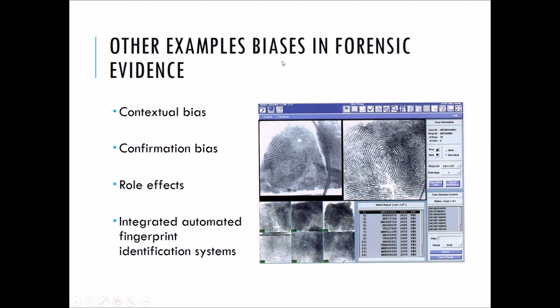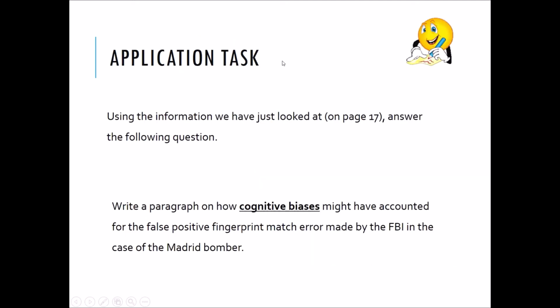So what we are going to quickly talk about is the cognitive biases shown in the key piece of research. But before we get on to that, again, you'll want to pause the video here, and using all that information that we've just looked at about cognitive biases, I want you to apply that to the case of the Madrid bomber. So write a paragraph on how cognitive biases might have accounted for the false positive fingerprint match made. What cognitive biases might there have been out of the ones we've just talked about, and how could they have had an effect?